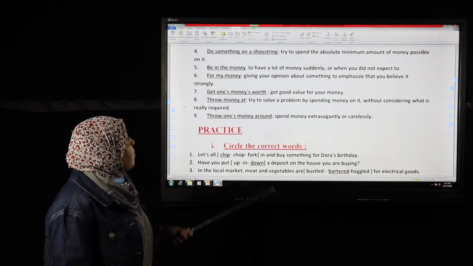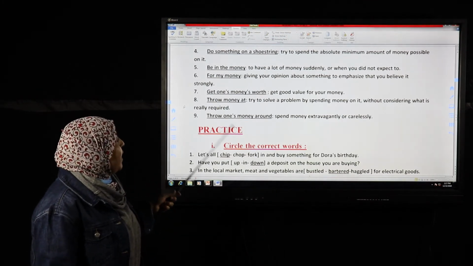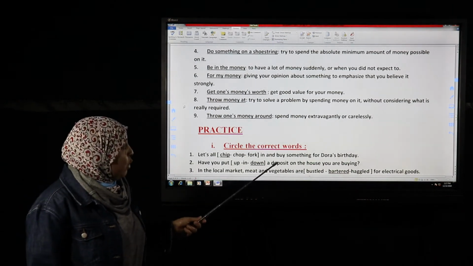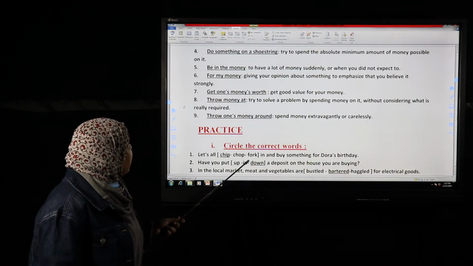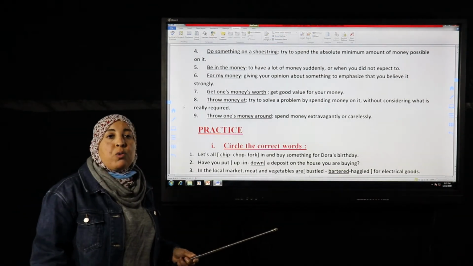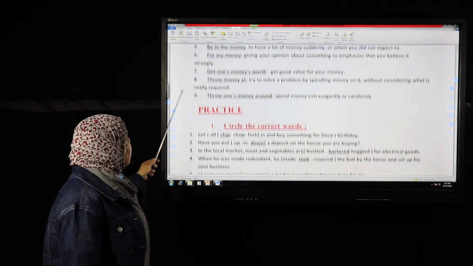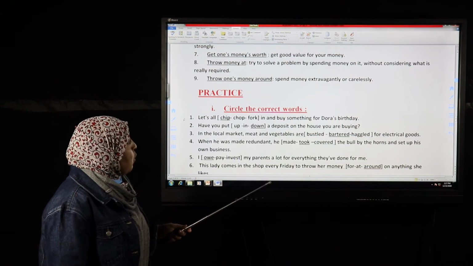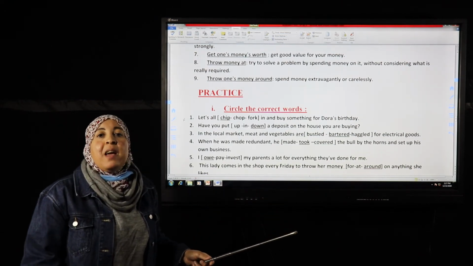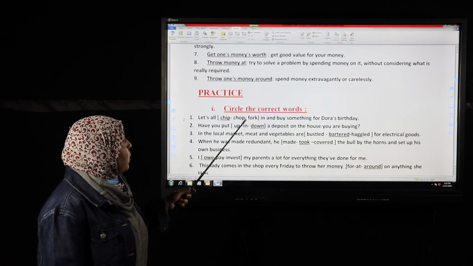Number 7, get one's money's worth, to get good value for your money. Number 8, throw money at. Try to solve a problem by spending money on it without considering what is really required. For example, you have a problem, so you try to throw some money at it in order to solve it. Number 9, or the last one, throw one's money around, to spend money in a careless way, right? You don't care about it. So in this case, we say throw one's money around.